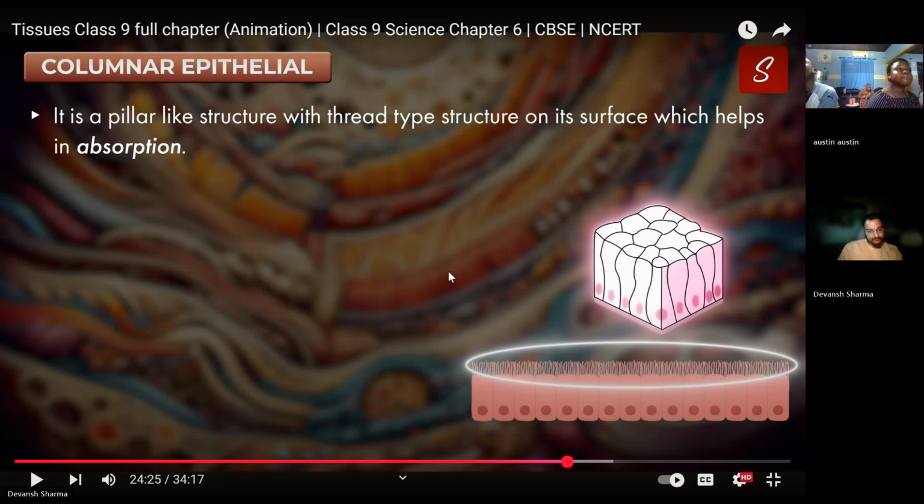Villi, V-I-L-L-I. On these thread-like structures, put an arrow and write villi.